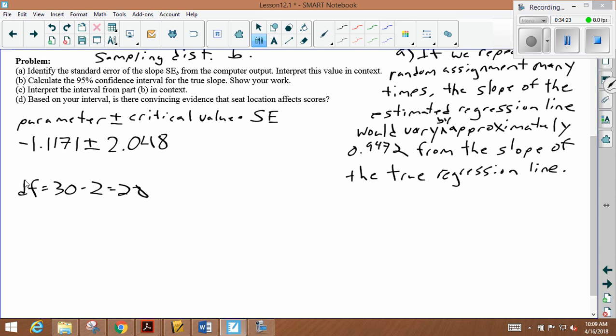And now we need to calculate the standard error of B. I'm sorry, we don't need to calculate it. It's been given. Thank goodness. We do have a formula, but it's been given. It was 0.94722.